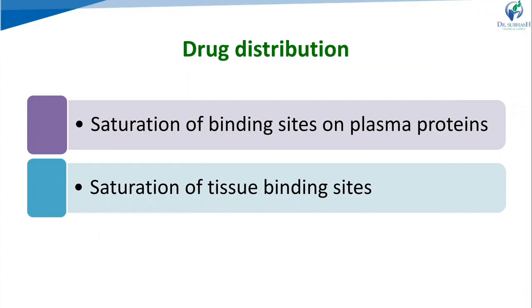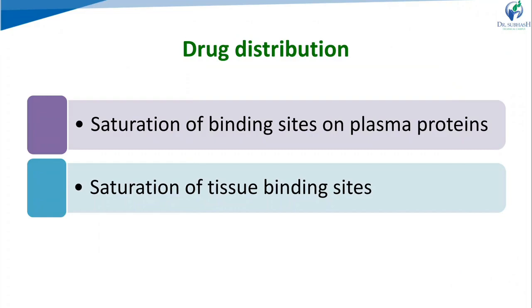But the volume of distribution increases only in the former case, whereas it decreases in the latter case. In that, plasma protein binding sites are saturated, so it increases the free drug concentration in the plasma.